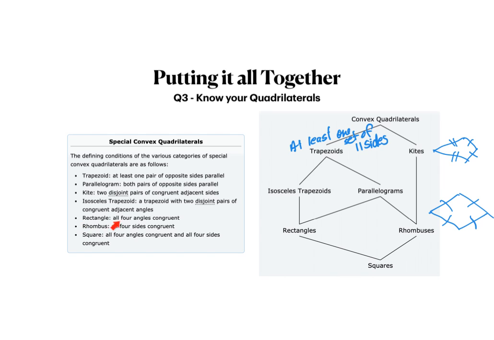A rectangle has all four angles congruent. A rhombus has all four sides congruent. And a square has all four angles congruent and all four sides congruent.